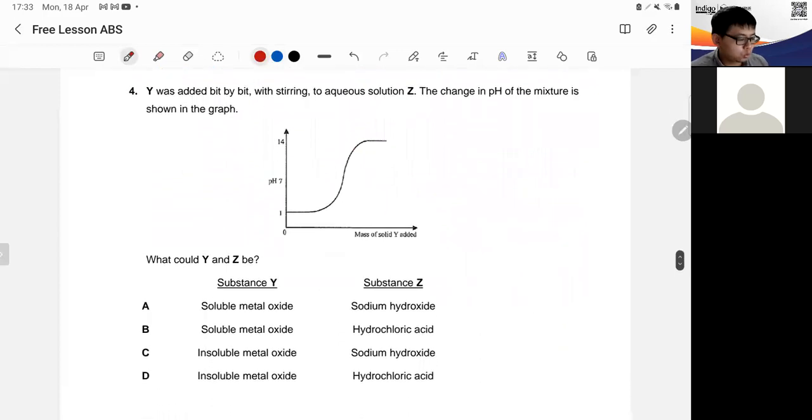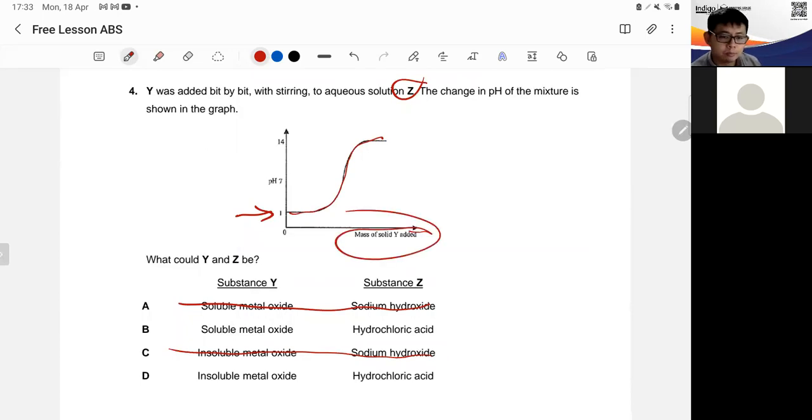Okay, added to Z. If Z's starting pH is 1, Z must be acidic. So I'm going to take this out first. It's going to rise to 14 the more Y is being added, which means, between B and C, B is the better answer. Why? This is very interesting. Why is B the better answer? Why is it not D?